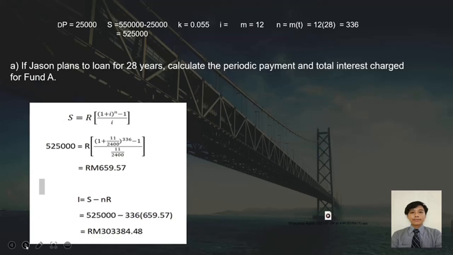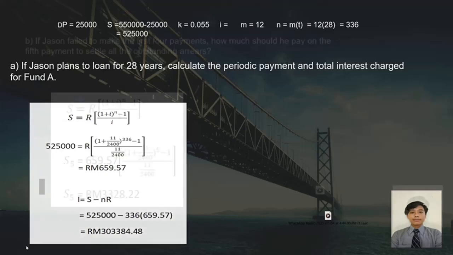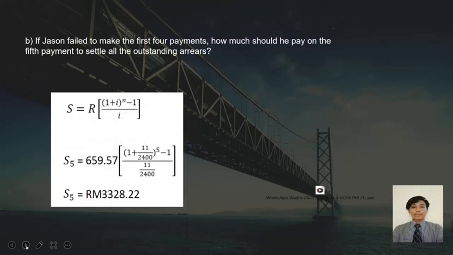659 and 57 cents. And the formula to answer the interest is I = S - nR. And we will get 525,000 minus 336 times 659.57. The answer is RM 303,384 ringgit 8 cents.